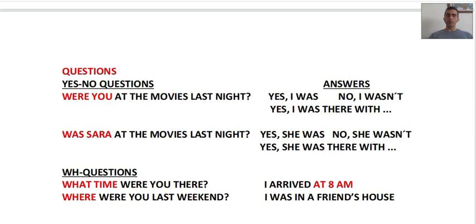Number 2. Was Sarah at the movies last night? ¿Estuvo Sara o Sara fue al cine, a las películas anoche? Was Sarah at the movies last night? Yes, she was. No, she wasn't. Affirmative and negative. You can also give specific information based on the previous question. Oh yes, she was there with her mother, with her friends.